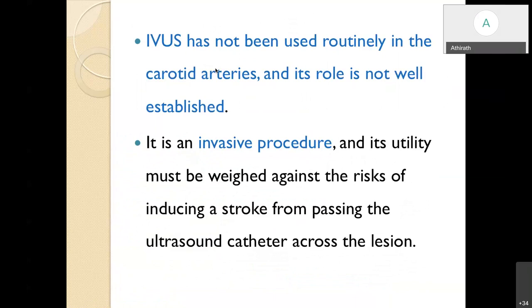But the problem is that IVUS has not routinely been used in carotid arteries because its role is not very well established. It is an invasive procedure, and its utility must be weighed against the risk of inducing a stroke from passing the ultrasound catheter across the lesion.